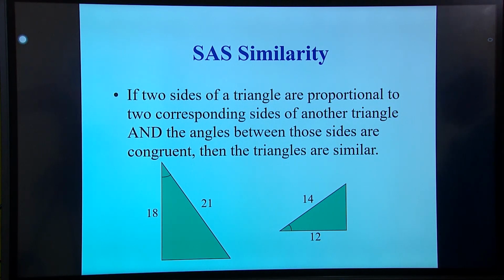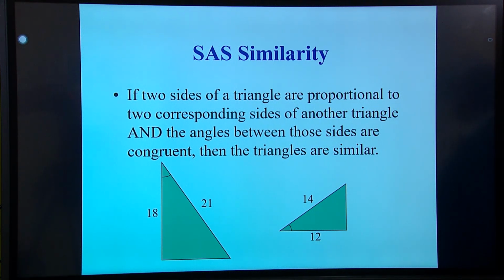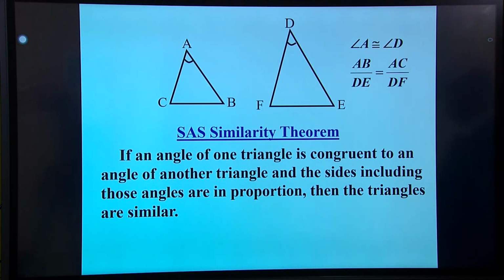All right, so if two sides are proportional and the angle between them is equal, then that also tells me that those two triangles are similar. So there's another theorem, side, angle, side. You would recognize this also in congruency. So there's a proper way of writing it, the mathematical way if you like.